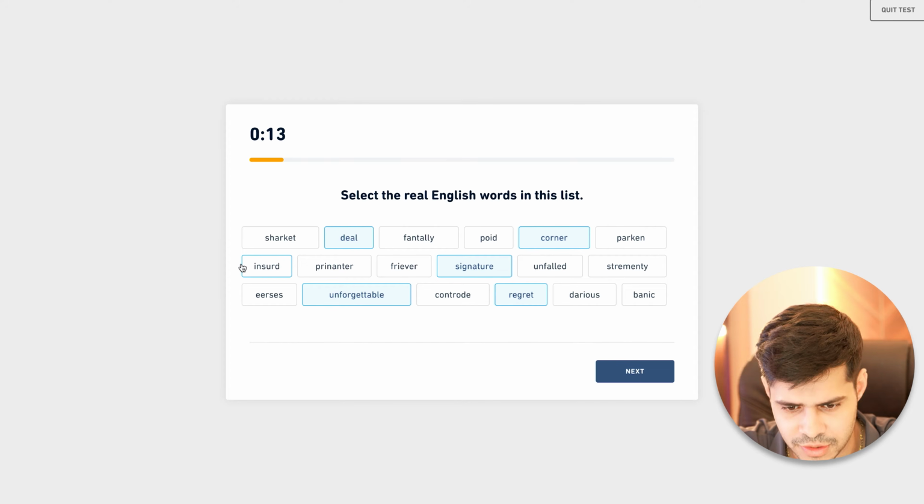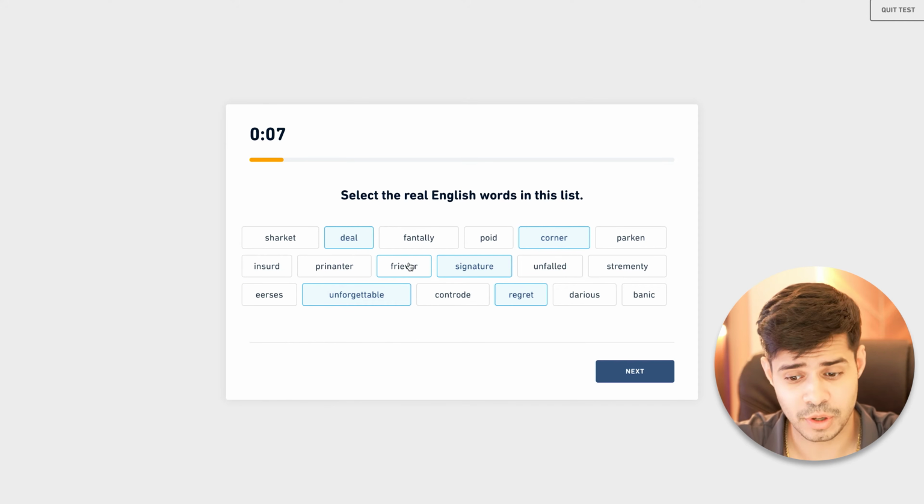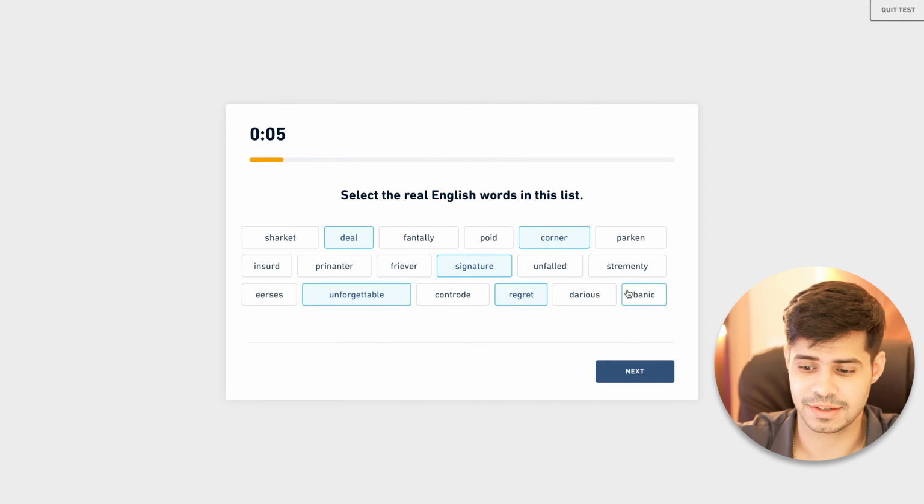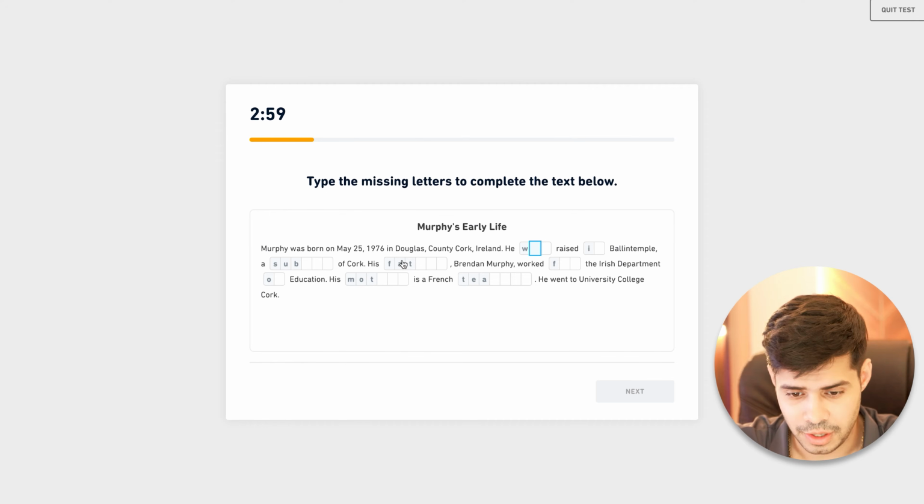So absurd is a word. Insert, I'm not sure. So whatever I'm not sure of, I'm not going to be selecting that basically. All right. Okay.